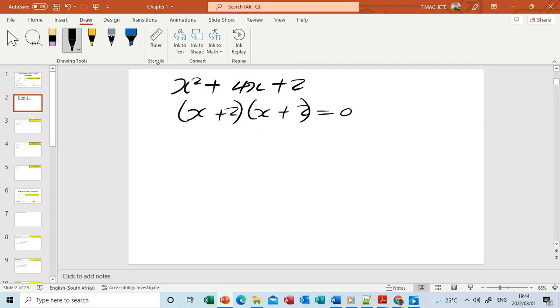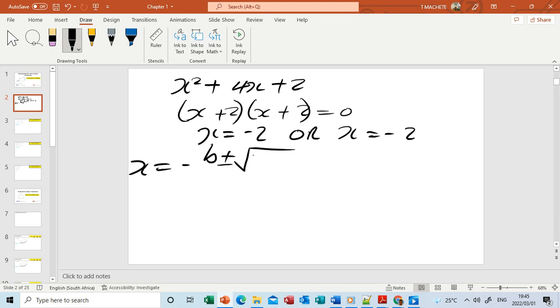Then equate this thing to 0. So x equals minus 2, or x equals minus 2. So guys, if you want to use the quadratic equation, you need to know this formula: x equals minus b plus or minus root b squared minus 4ac, over 2a. That's your quadratic formula. Please master that formula, because I don't think they'll give it to you.